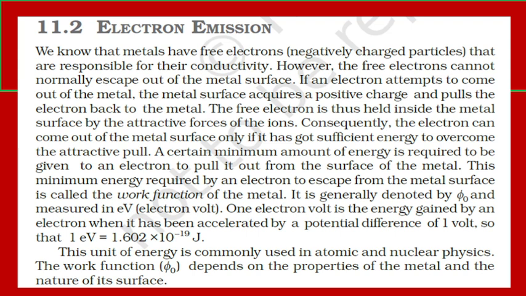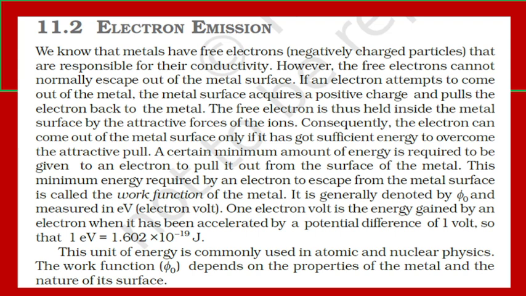Now the question is, how can an electron be made to escape from the metal surface? When it absorbs extra energy, which may be of any form. How that extra energy will come, that we will see. But if it absorbs extra energy, there is a certain minimum amount of energy which is compulsorily required to make the electron come out, to get pulled out from the surface of the metal.